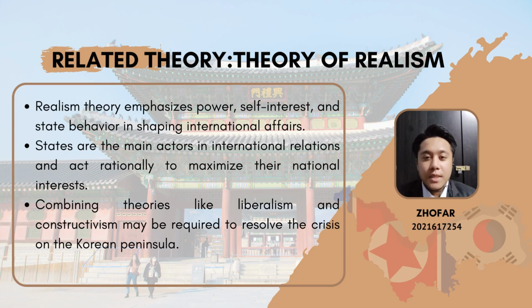Realism refers to a theory of international relations that emphasizes the role of power, self-interest, and state behavior in shaping international affairs. According to this theory, states are the main actors in international relations and act rationally in order to maximize their national interests, which frequently involves accumulating power and security. There are sub-schools of realism, including classical realism, new realism, and offensive realism. Realism was dominant during the Cold War and explains the ongoing conflict on the Korean Peninsula. However, it is criticized for oversimplifying international relations. Combining theories like liberalism and constructivism may be required to resolve the Korean Peninsula's crisis.